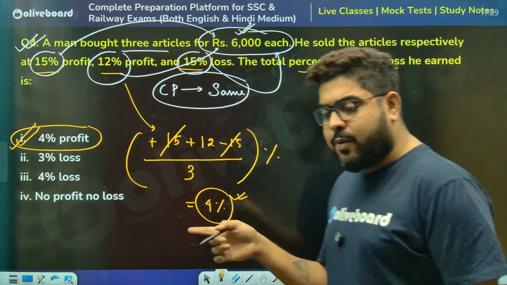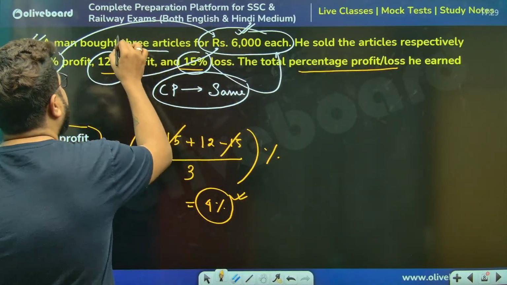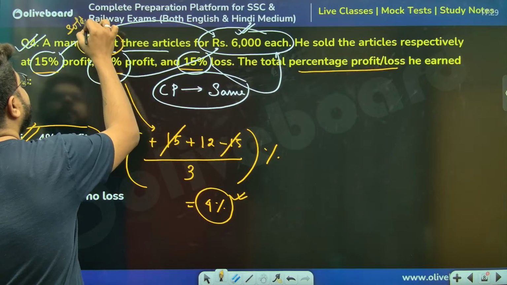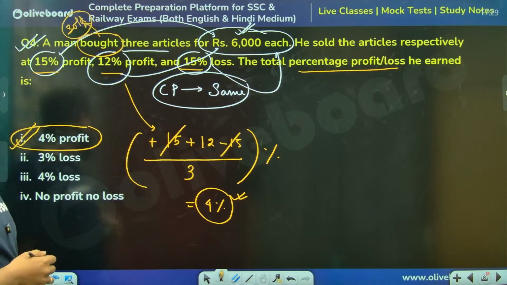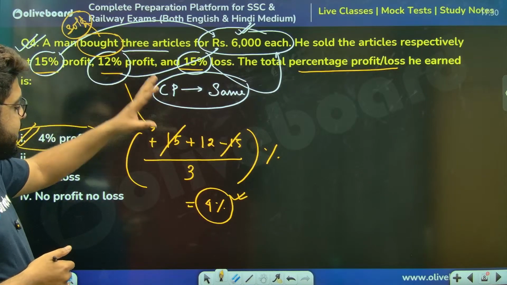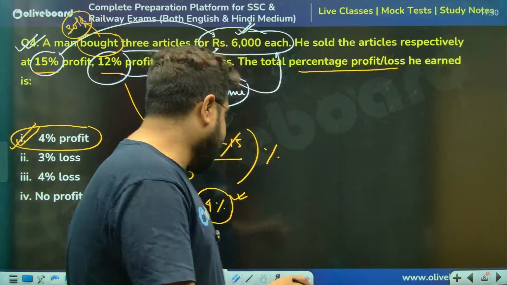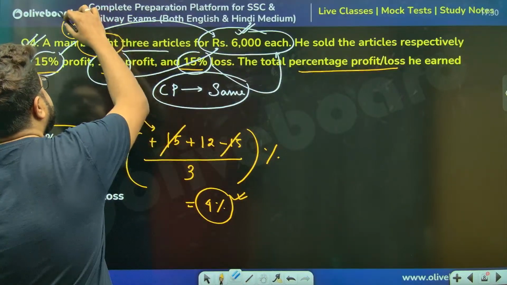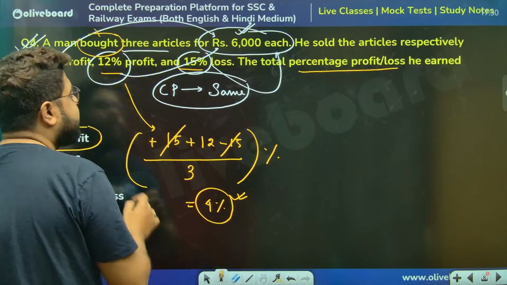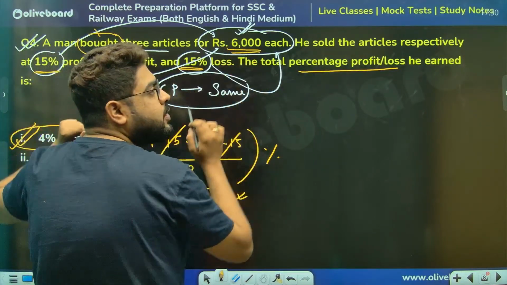Now, if they want to make this simple question difficult, what they will do is, instead of bought, they will say sold. They will say, sir, sold instead of bought. Meaning these are all SPs. Then the question becomes a little tricky. But again, if it is written bought, that means the CPs are equal. That means every profit or loss always acts on this CP.